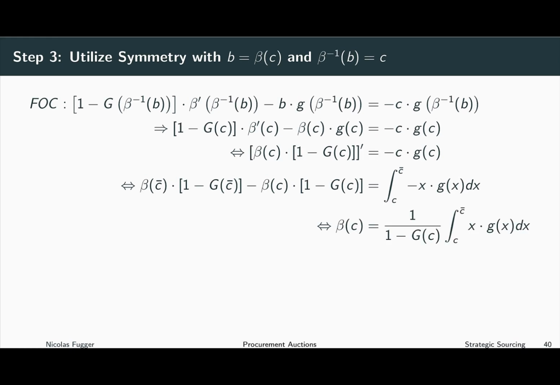Next, we use that g of c upper bar, meaning the probability that our strongest competitor has costs smaller than the highest possible costs, is 1. As a consequence, this expression equals 0. And what we can do then is we multiply with -1 and divide by this term, and so we get to here.